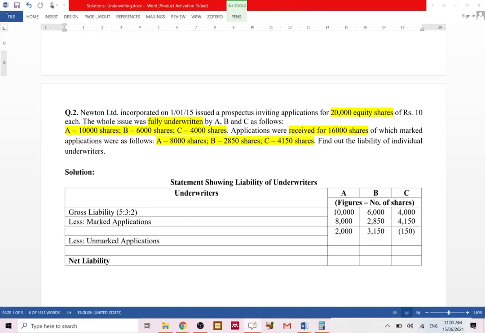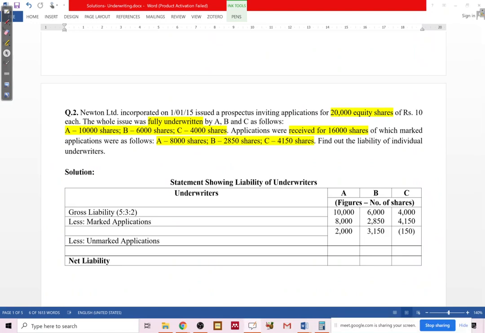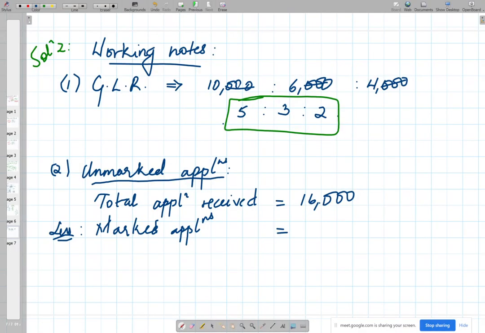Applications received for 16,000 shares. These many applications we got, less marked applications. How many are marked now? Marked are always given directly because you can easily count them. A, B and C. 8,000 to 850 plus 4,150. Let's total these. 8,000 to 850 plus 4,150. Okay. So how much do you get?